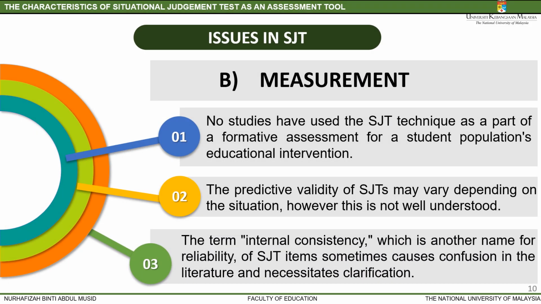The second issue is measurement. No studies have used the SJT technique as a part of a formative assessment for a student population's educational intervention. The predictive validity of SJTs may vary depending on the situation. However, this is not well understood. The term internal consistency, which is another name for reliability of SJT items, sometimes causes confusion in the literature and necessitates clarification.